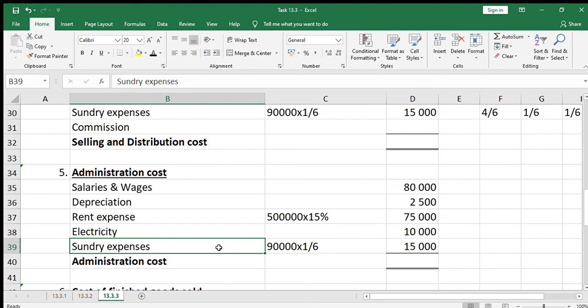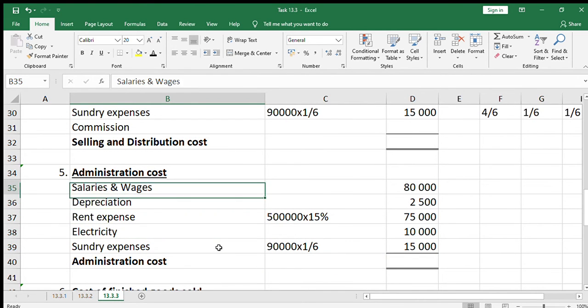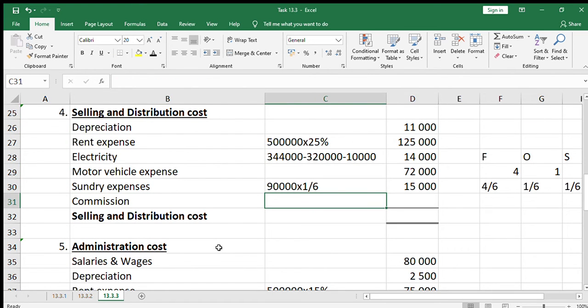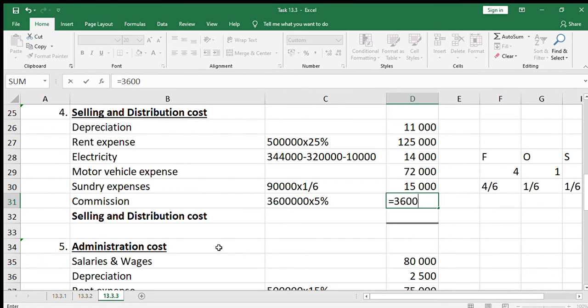Now commission is regarded as a selling and distribution cost. So go to your selling and distribution cost, open up commission, and your calculation is going to be 3,600,000 times 5%. And then you turn over the page in your textbook, and we've now got some balances. Okay, so we've got the raw material stock account. Okay, it has a closing balance on 28th February of 64,000.